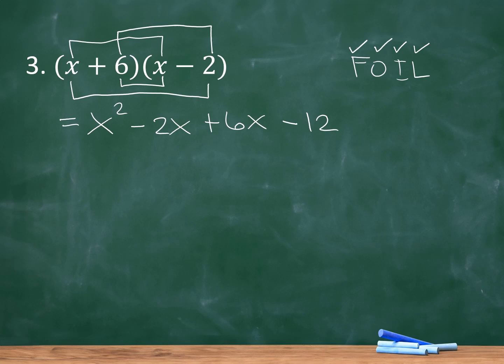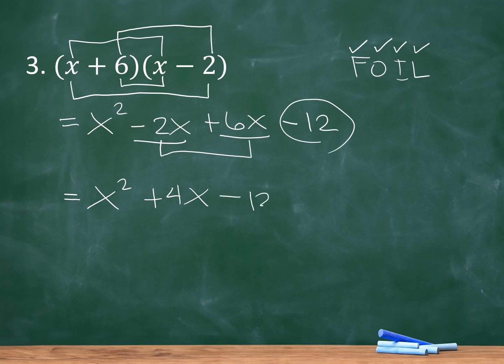Next thing we're gonna do is we will combine like terms. We will combine negative 2x plus 6x. Just copy x squared, and then negative 2x plus 6x will be positive 4x, and then just copy negative 12. So our answer will be x squared plus 4x minus 12.